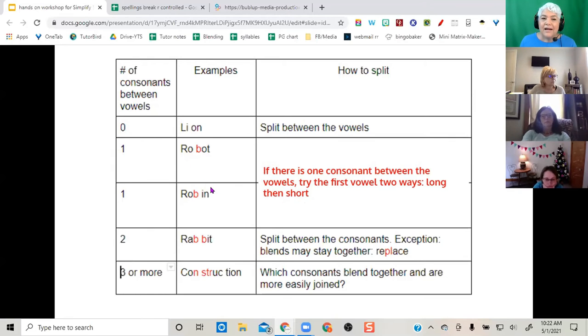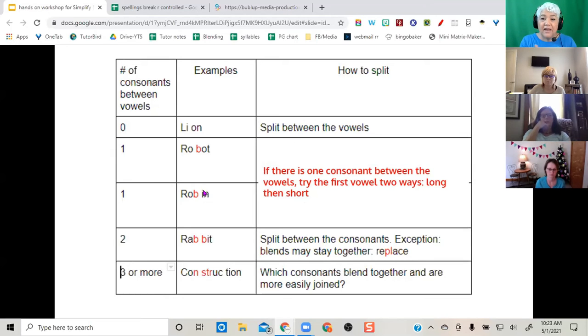And I do show kids the splitting, because we learned when we looked at single syllable words that if the syllable ends with a consonant, it's usually the short sound. If a syllable ends with the vowel, it's usually the long sound.